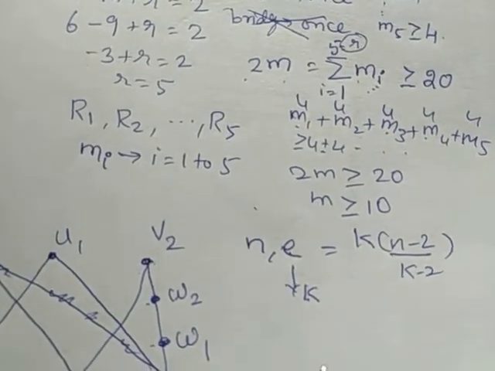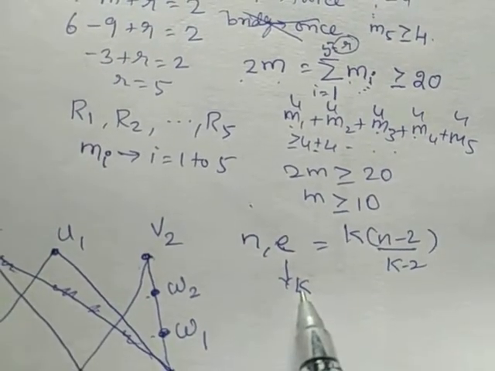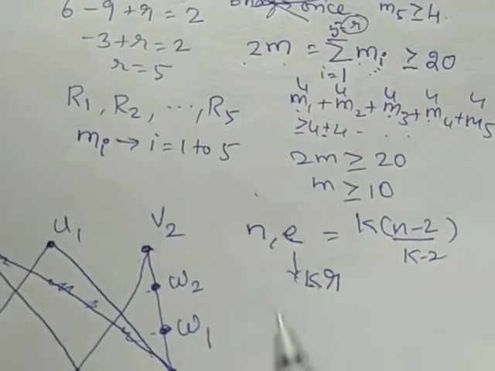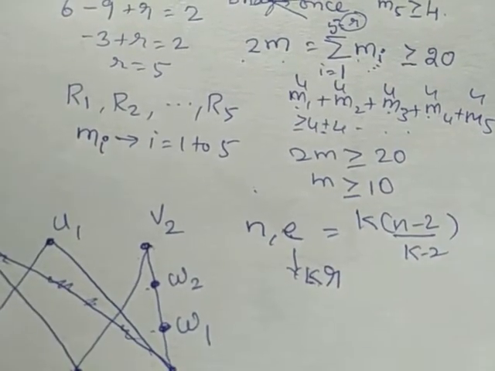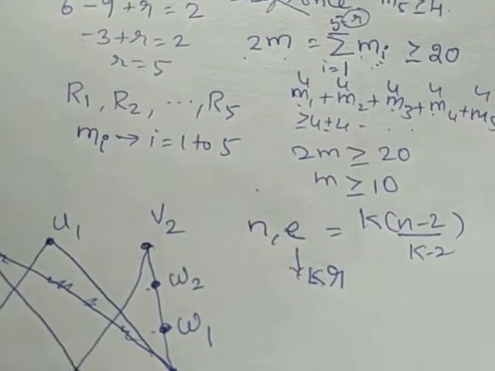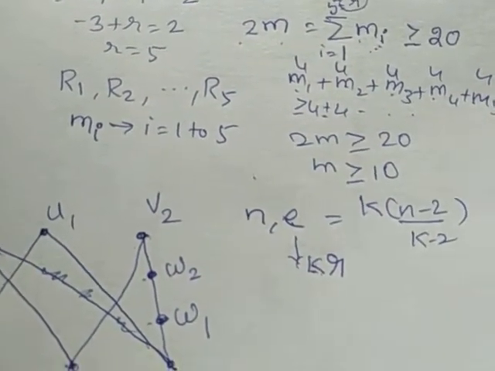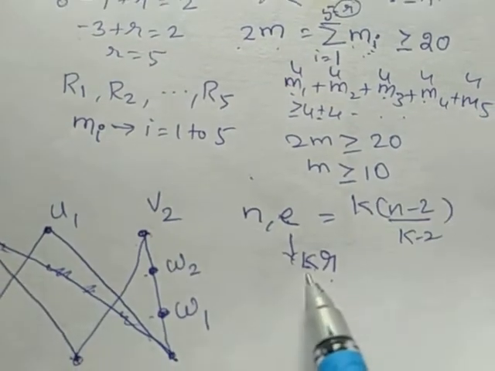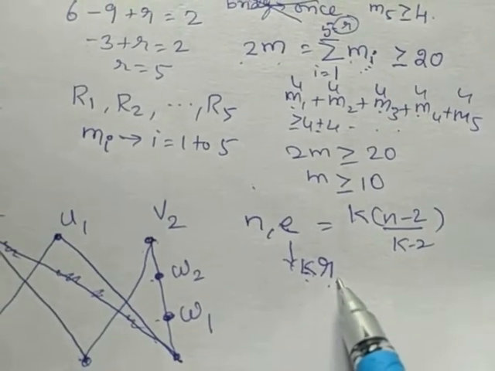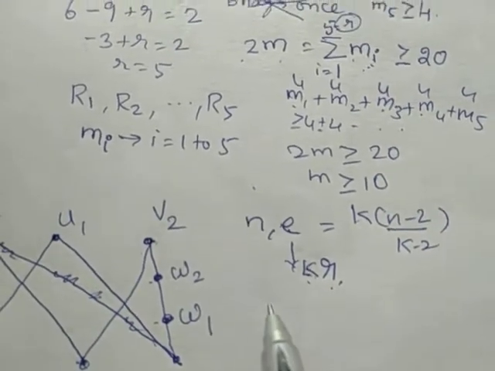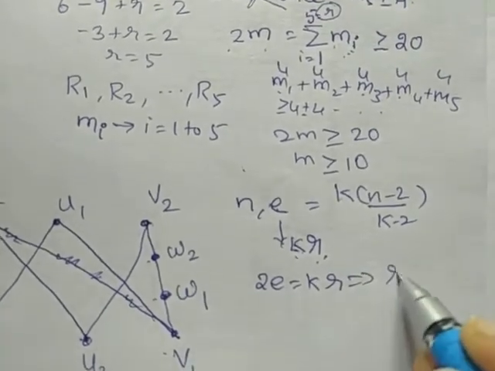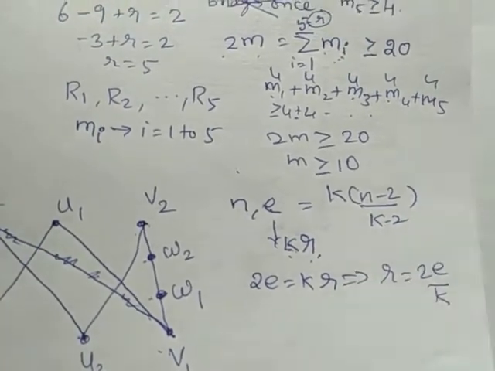Since every region is bounded by K edges, R regions are bounded by K into R edges. One region has K edges, two regions will have K plus K, so 2K. Three regions have 3K. Therefore, R regions have K into R edges, and each edge is counted twice. Therefore, 2E is equal to K into R. This implies R is equal to 2E by K.